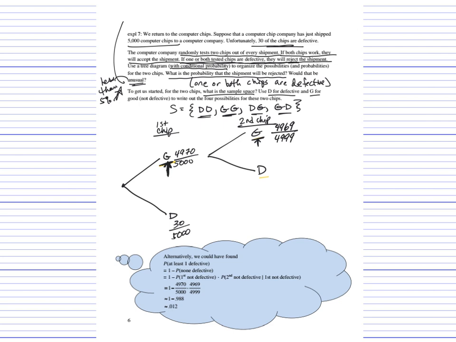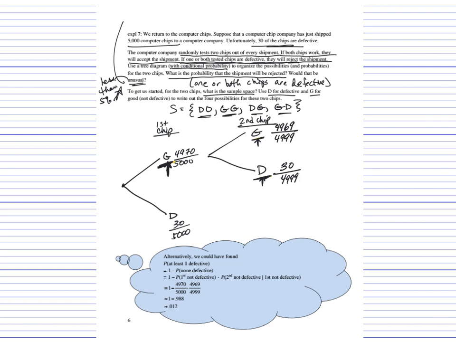Let's think about defective. What's the probability that that one's defective? Again, think about number of successes over number of possibilities. Number of possibilities is 4,999. How many successes are there, when again, a success is now being defective, right? So if the first one was good, how many successes are left for the second one to be defective? Well, there's 30 defective ones left, isn't there? So we got that. Let's go on to the other branch of our tree.